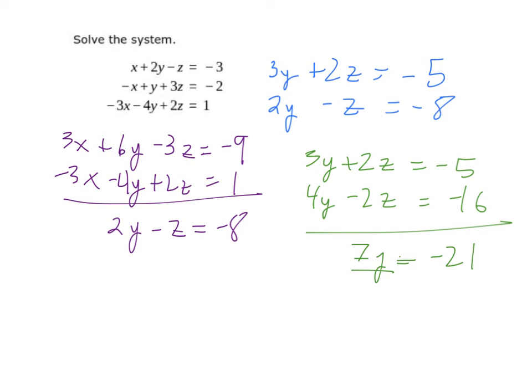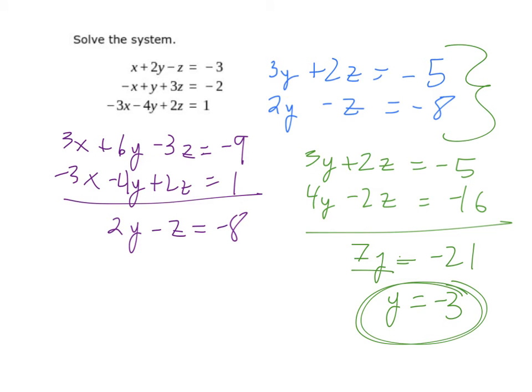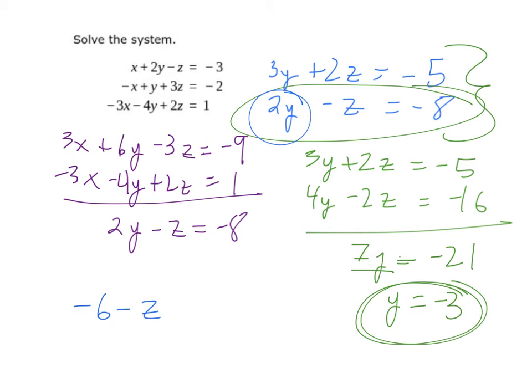From there, I can find pretty easily that if I divide both sides by 7, y equals negative 3. Now I'm going to take this, and I'm going to work my way back. If I know y equals negative 3, I can pick either one of these and find z. I'll use this one, I guess. I'll do this in blue. So that'd be 2 times negative 3, which is negative 6, minus z equals negative 8. If I solve that mentally, I'll add 6 to get negative z equals negative 2. So z is going to equal positive 2.